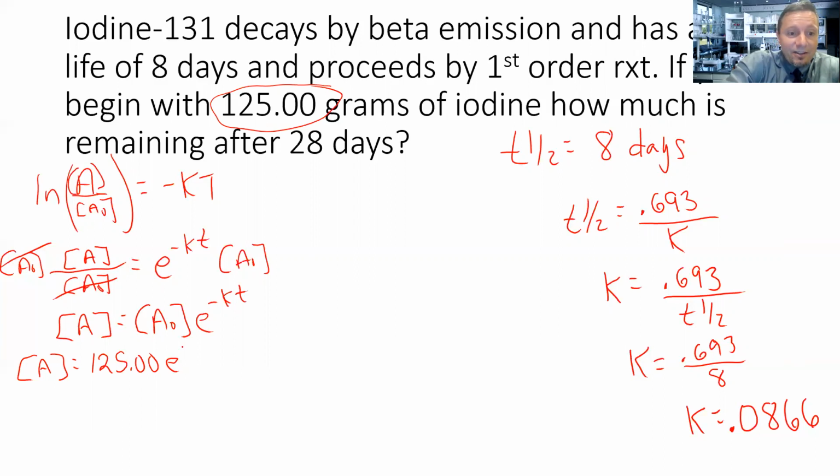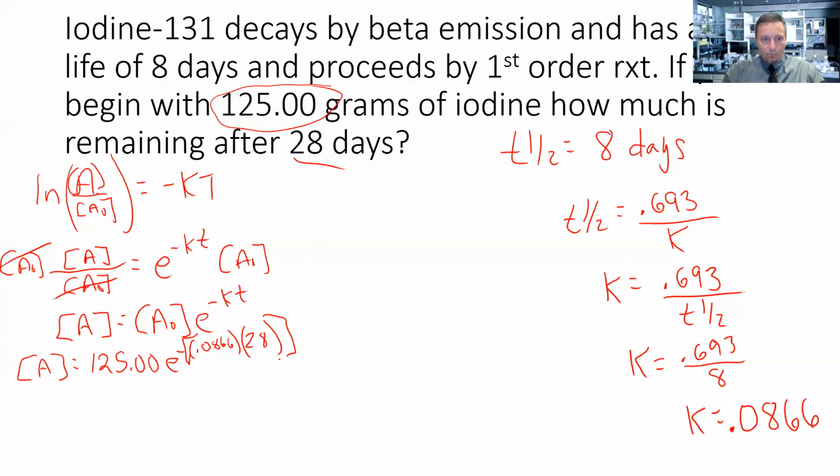And then I have negative k, and I solved for it right over here. It is 0.0866. And my time is 28 days. You plug this in the calculator exactly how that is. I should actually come over here and put this in brackets because you want to keep that all happening together. So if I plug this in, and remembering 28 days is a direct count, I do not need to have significance on that, so it's unlimited. So my significant figures is limited by that 0.0866, which is 3 significant figures.